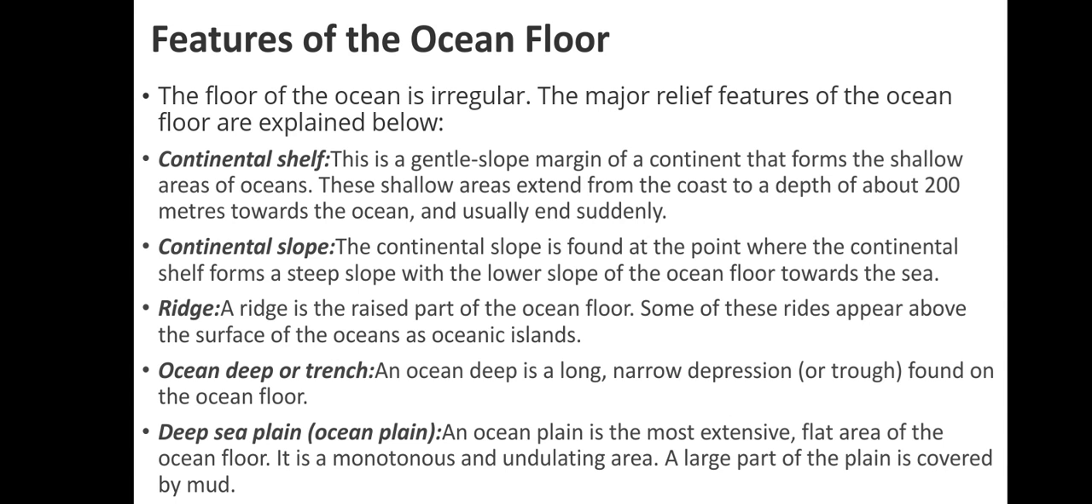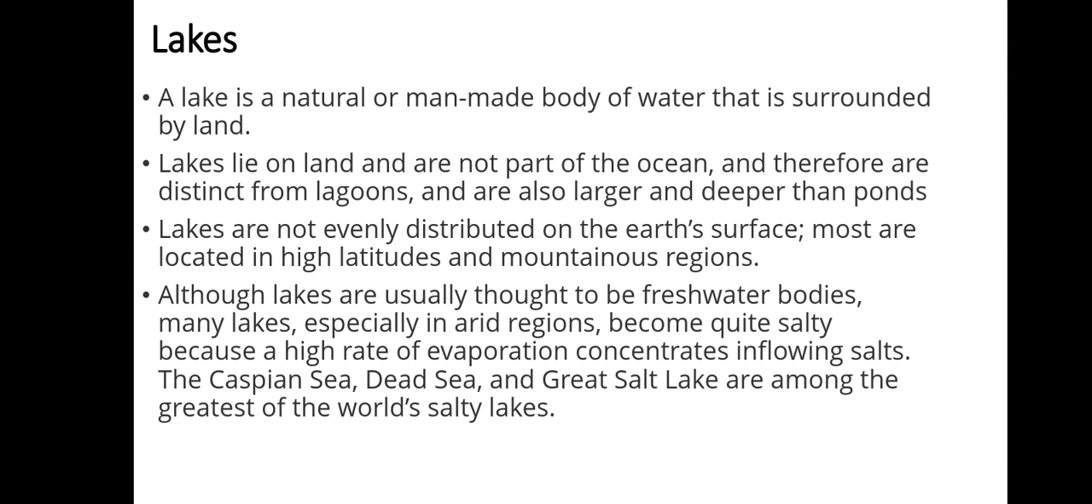The other one is the deep sea plain or ocean plain. An ocean plain is the most extensive flat area of the ocean floor. It is a monotonous and undulating area. Larger part of the plain is covered by mud. So basically, these are a few of the features of the ocean floor. There are 6 of them. The first one is continental shelf. The second one is continental slope. The third one is the ridge. The fourth one is ocean dip or trench, and the last one is the deep sea plain or ocean plain.